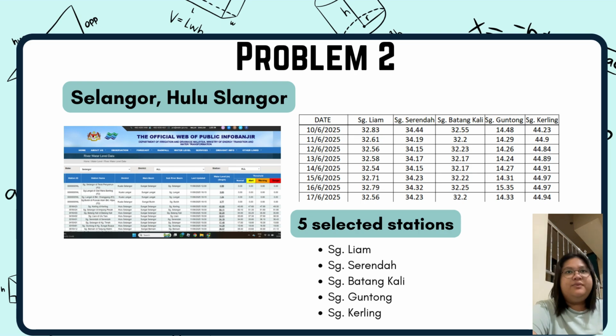Okay. Firstly, we had to collect and tabulate the water level data from the website, the official web of Public Info Banjir, for 7 days. Then our group analyzed Selangor State, and we chose Hulu Selangor District. Then we had to select 5 stations, which are Sungai Liam, Sungai Serendah, Sungai Batangkali, Sungai Guntong, and Sungai Keling.